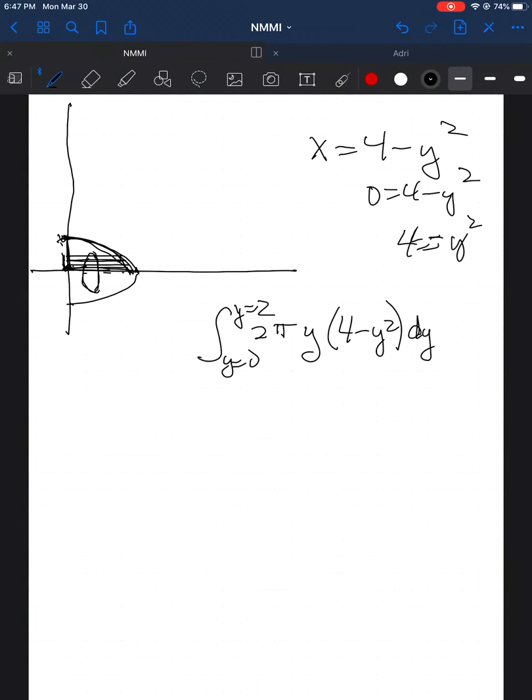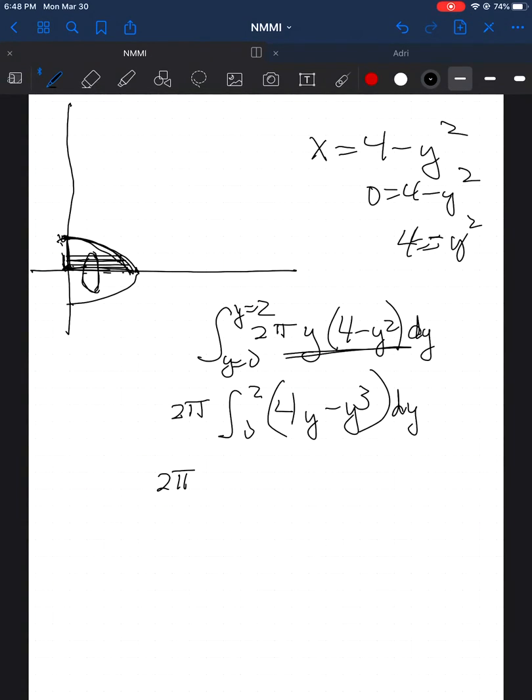And the reason I put the y equals 0 to y equals 2 is to remind me that my variables in here need to be y's, or else I'll have to change everything around. So here we have a constant of 2 pi from 0 to 2, 4y minus y cubed dy.